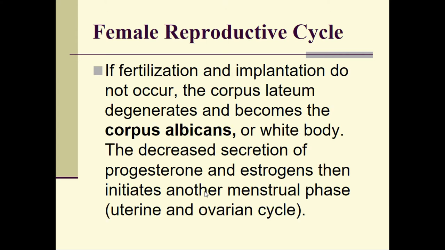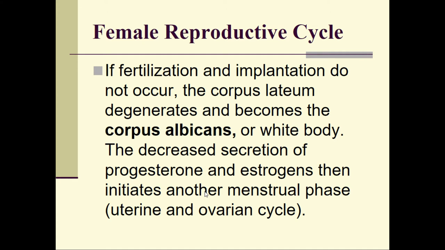If fertilization and implantation do not occur, we're going to start heading down the path of no pregnancy for this cycle. The corpus luteum degenerates and becomes the corpus albicans, or the white body. This will cause a decreased secretion of progesterone, and as we just learned on the last slide, that is the hormone that is responsible for the uptake of the egg on the inner lining of the uterus. And there's going to be a decrease in progesterone and estrogens that initiates another menstrual phase.